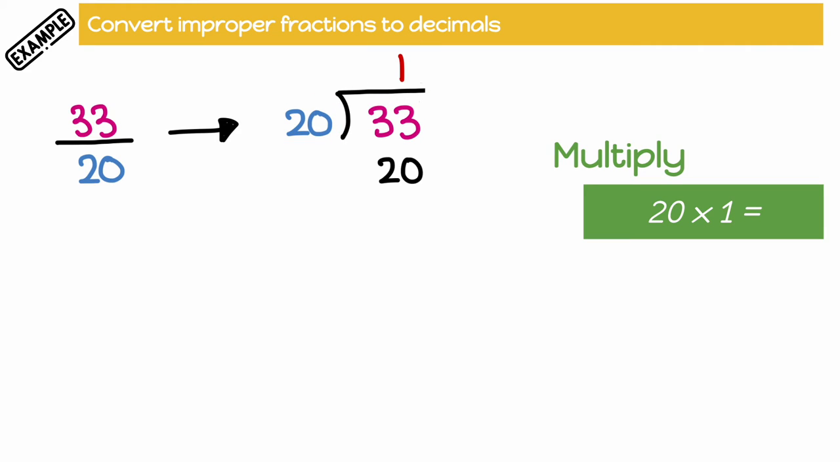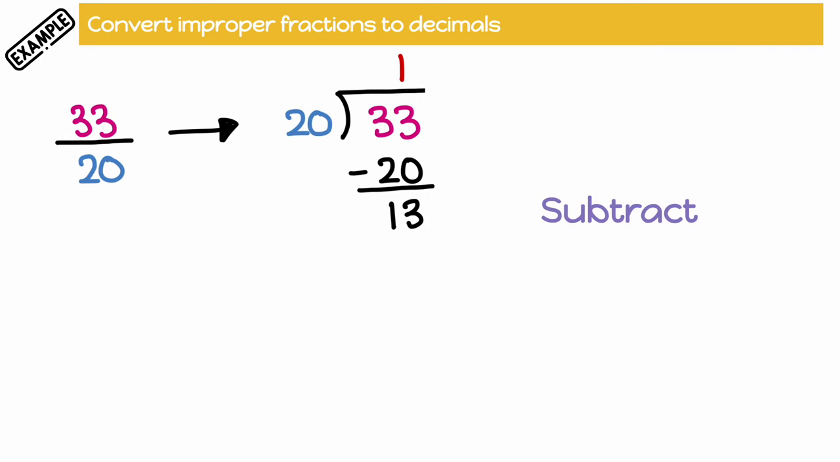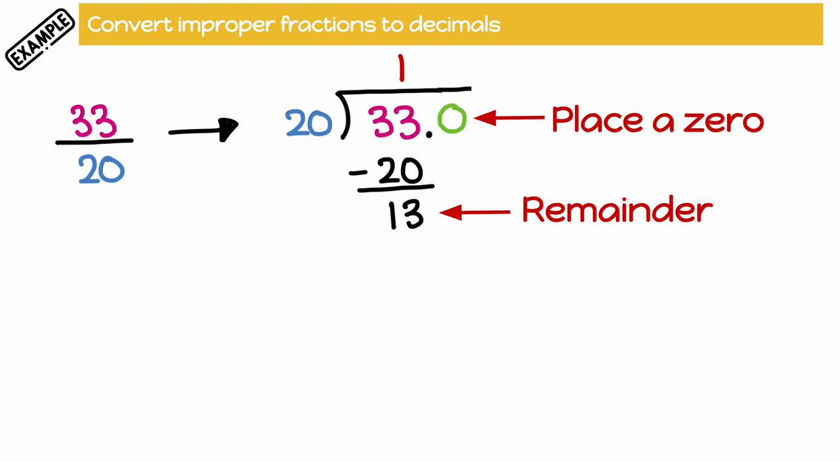Our next step in long division is going to be subtraction. So we're going to subtract 33, take away 20, which is 13. And notice that we have a remainder. But we don't want remainders because we're trying to convert this fraction into a decimal. So we're going to place a 0 here.